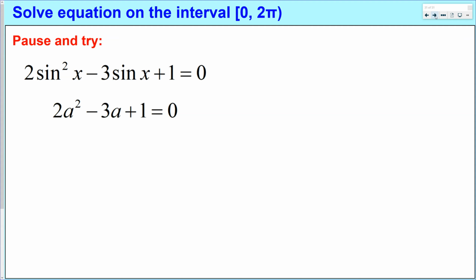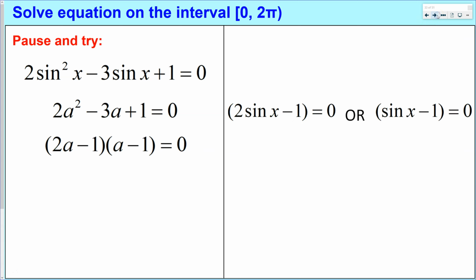If you can handle factoring it without writing this line, go for it. And then you have to be able to factor that trinomial in some format. So if you factor that correctly, you have 2a minus 1 and a minus 1. Once you have factored form, then you can write out two equations. We're going to sub back in that sine, and that would look like something like that. So we have two independent equations.